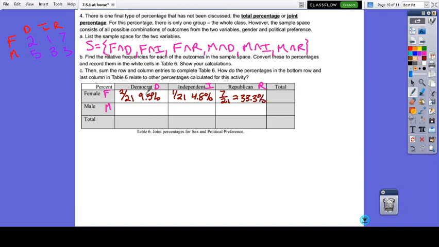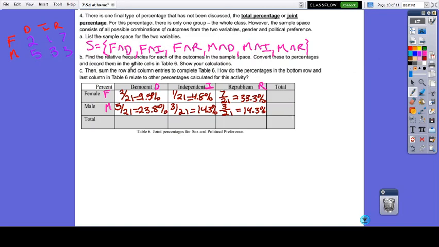If we look at the male Democrats, we have 5 out of the 21. So that's going to come out to 23.8%. The independents that are male are 3 of them out of the 21, which comes out to 14.3%. And we have the same percentage on Republicans that are male. So we have all of these percentages here. I'm just going to separate all of these numbers. There we go. Then you have these totals.